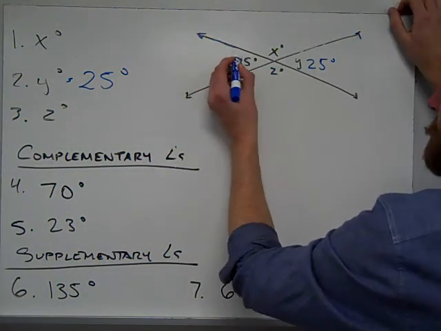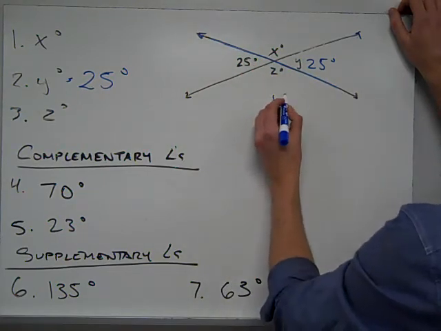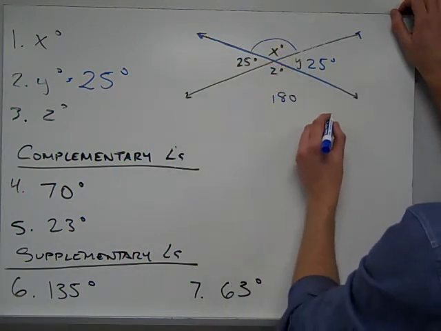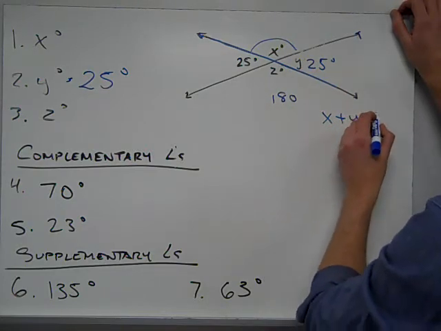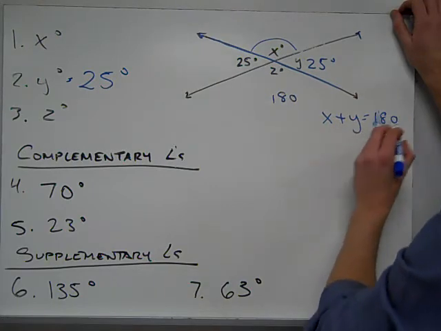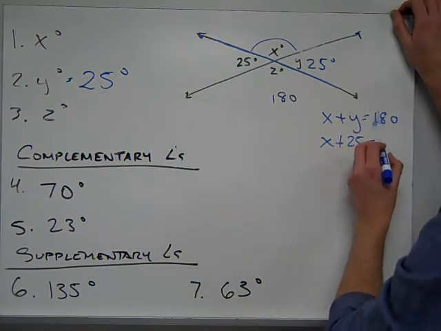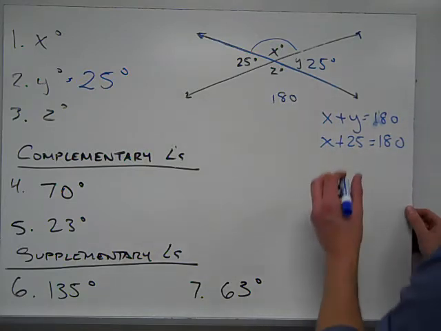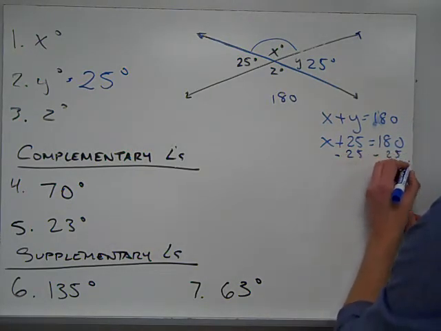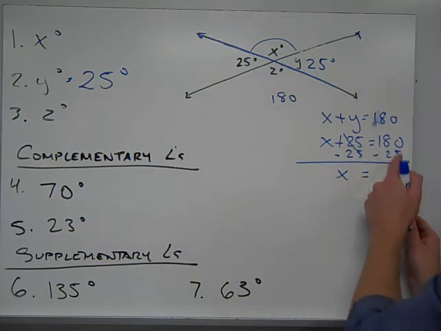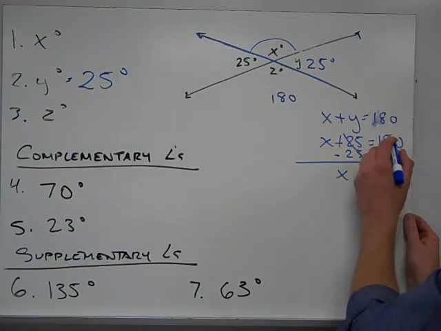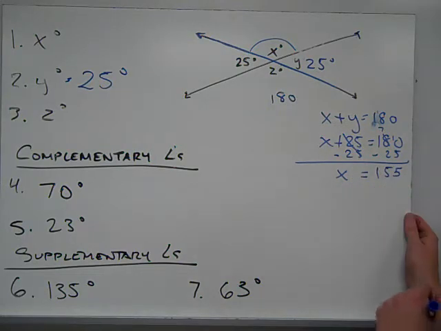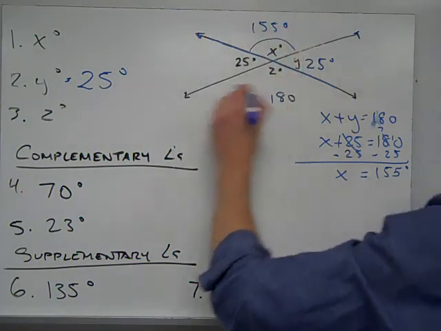Now, this right here is a straight line, and that straight line equals 180 degrees. If I want to figure out what this is, basically what I'm doing is X plus Y equals 180 degrees. X plus the 25 equals 180 degrees, 25 representing the Y, because Y equals 25 degrees. So I need to solve for X, which means I need to isolate the X. X equals, now I need to subtract. I can't take a 5 away from 0, so I have to borrow. 10 minus 5 is 5. 7 minus 2 is 5. X equals 155 degrees, so X is 155 degrees.